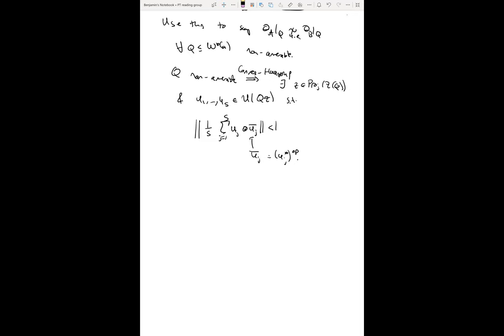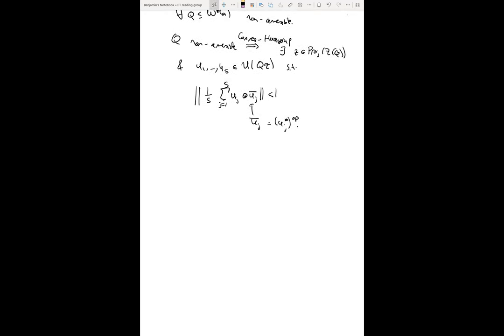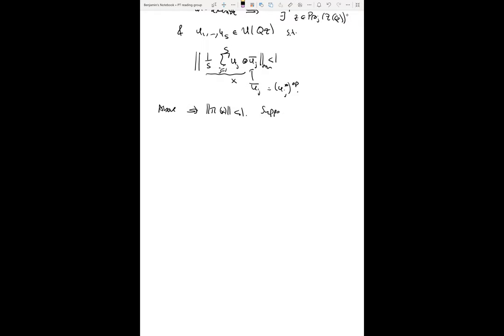Great. Okay, so I'm going to call this X. It's going to be my X. And so by the above, the norm of pi of x is less than 1, because this norm here is the minimum. Okay, so let's suppose psi in L2 of M is Q central.